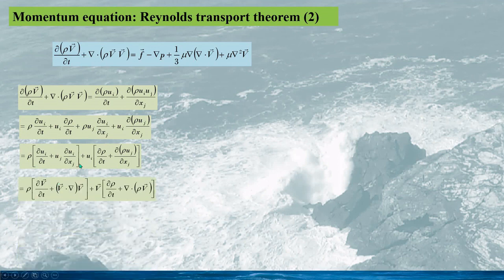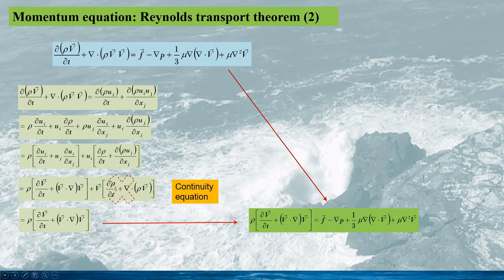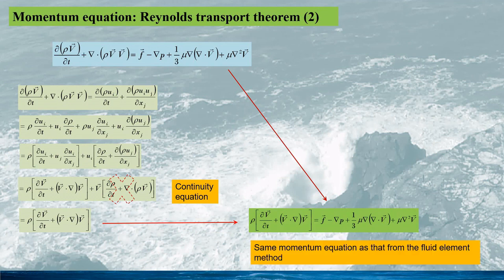Now, we write these terms back into the vector form. We have the expression as this. And we can see this part vanishes automatically due to the continuity equation. So the left-hand side of the moment equation is given by this. So we can obtain the equation as this. This is exactly the same moment equation as that from the fluid element method.